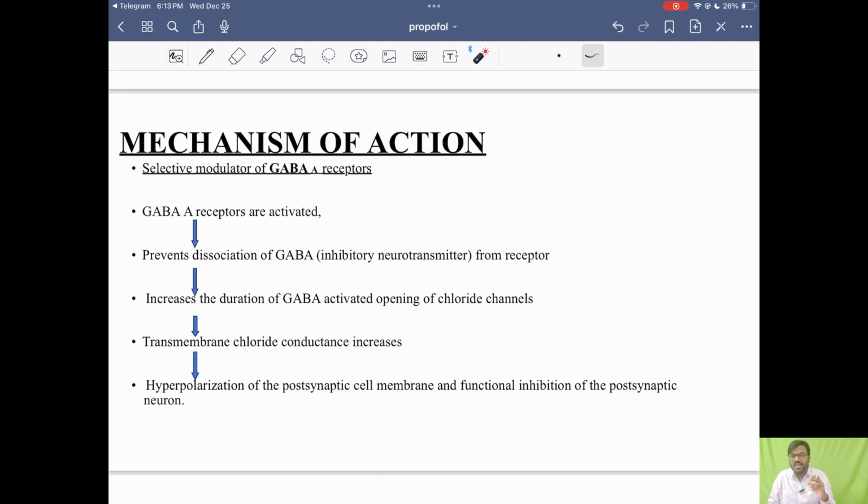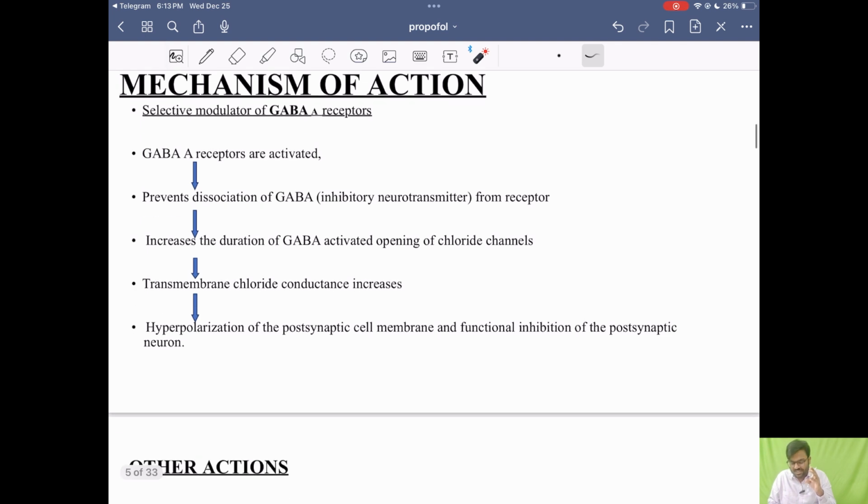So what happens is that the duration of GABA attaching to its receptor increases, which increases the duration of GABA activated chloride channels. And because of this, the transmembrane chloride conductance increases, which further leads to hyperpolarization of the postsynaptic cell membrane and functional inhibition of the postsynaptic neuron.